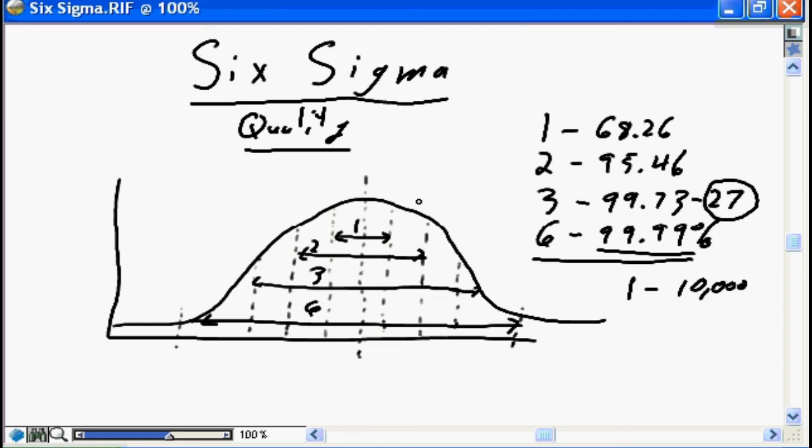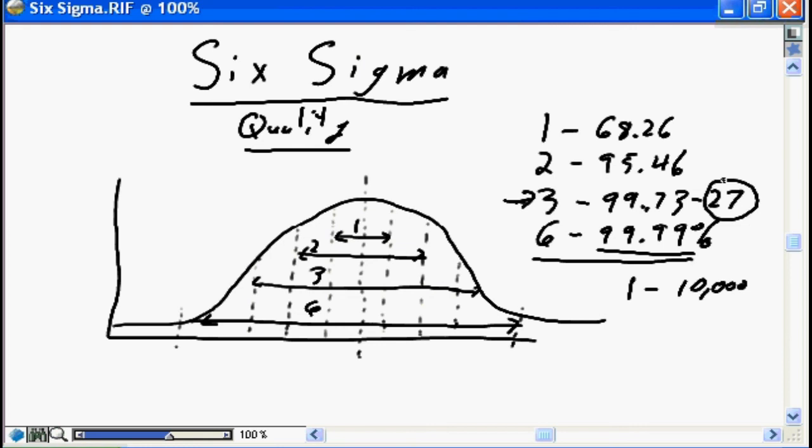Again, time being money, that may not be appropriate for your organization. Maybe 3 sigma is more appropriate, where you're catching 99.73% of the problems, or numerically, you have 27 defects out of every 10,000 measurements made by your project.